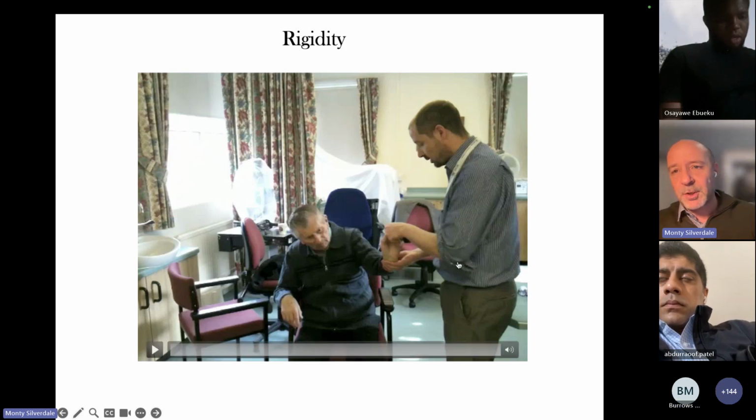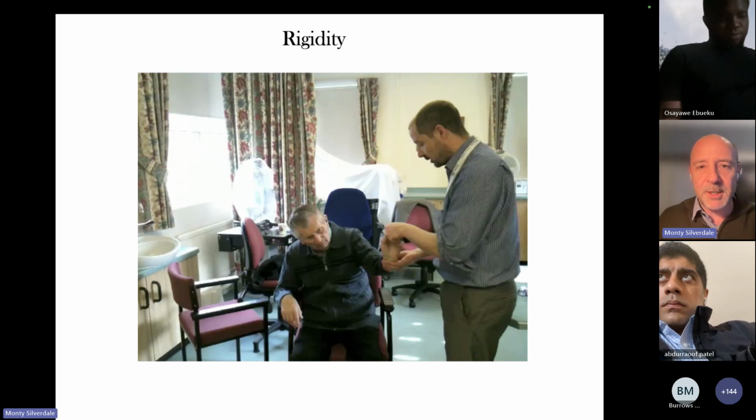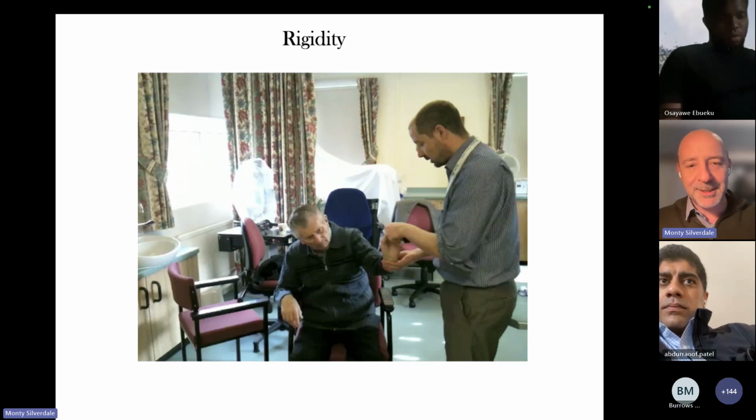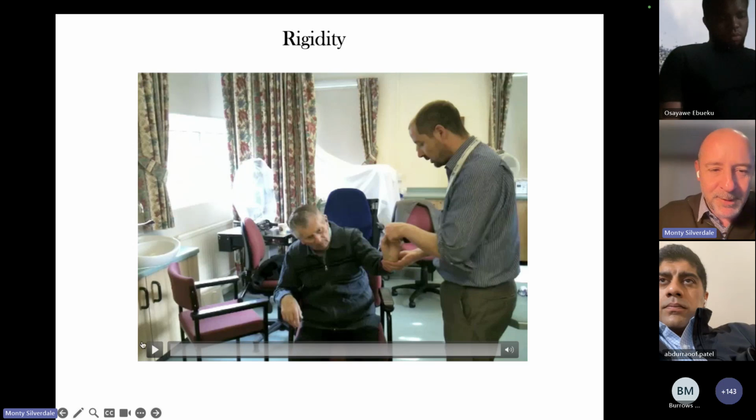If you're not quite sure about whether someone's got rigidity or not, it's often good to get them to move the other arm. In neurology, we have to have fancy words for everything so that people don't understand what we're saying. So rather than saying the rigidity was more obvious when moving the other arm, we say the rigidity was more obvious with contralateral synkinesis. It's just a fancy way of saying moving the other arm.